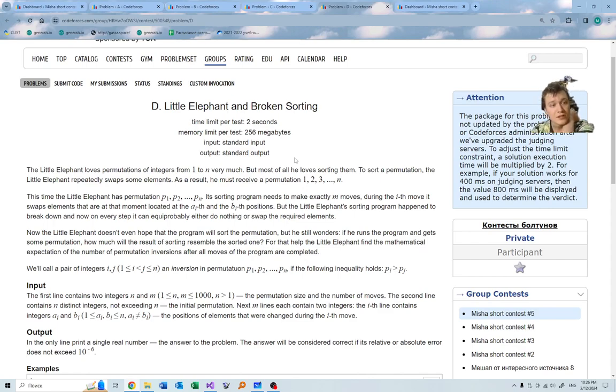To sort a permutation, he repeatedly swaps some elements. As a result, he must receive the permutation 1 to n. This time the Little Elephant has permutation p1 through pn. His sorting program needs to make exactly m moves, and during the ith move, it swaps elements that are at that moment located at positions a_i and b_i.